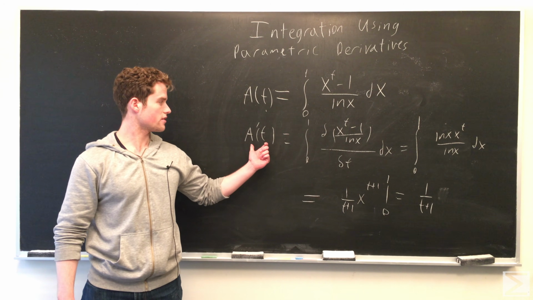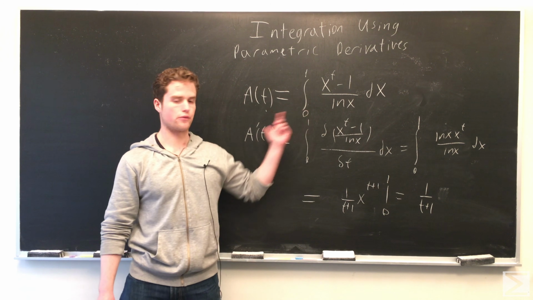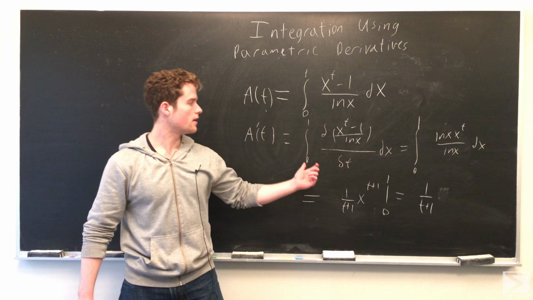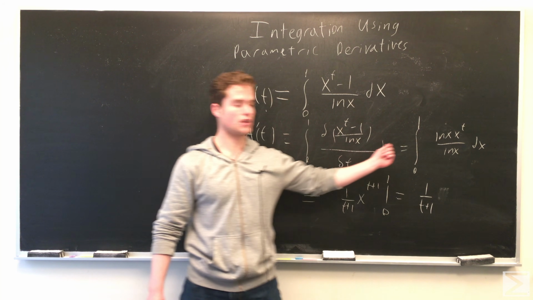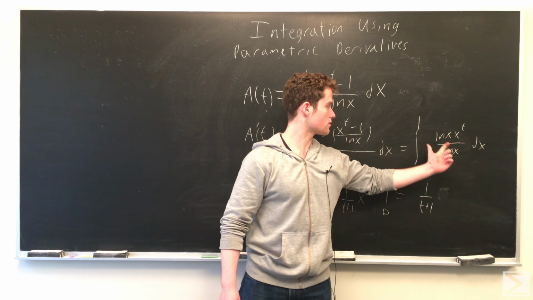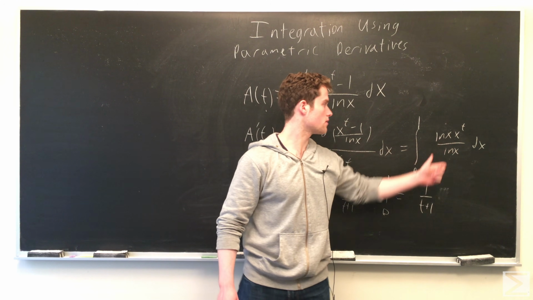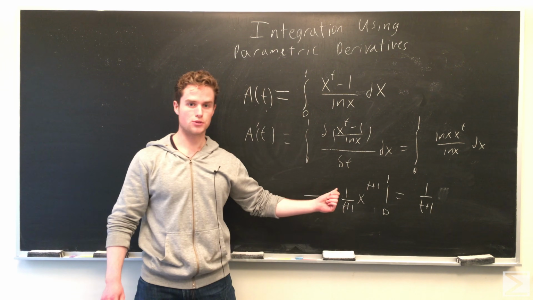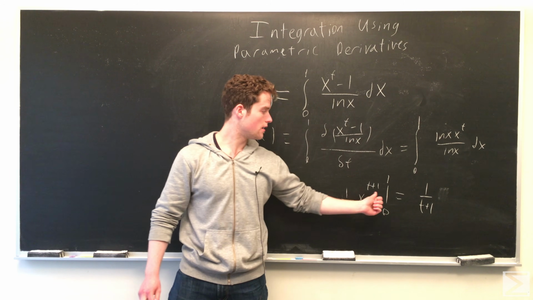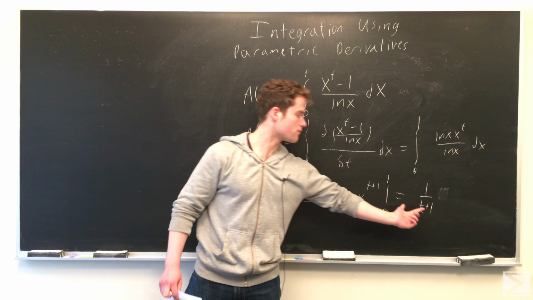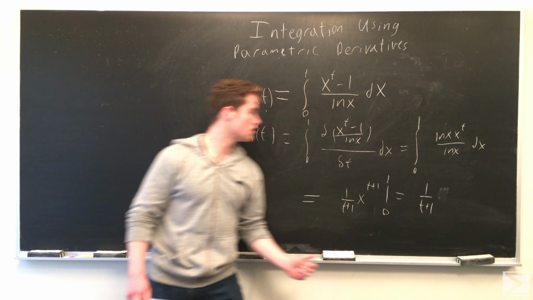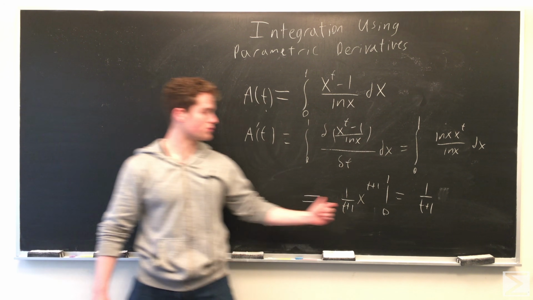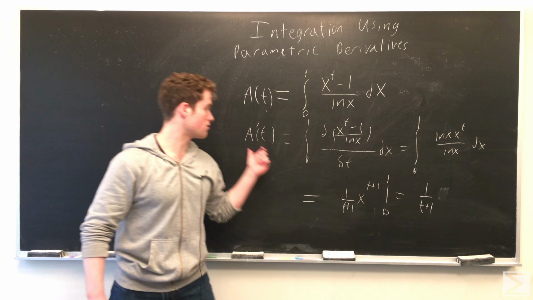So differentiating with respect to t, and knowing from our previous result, we can pull in the derivative and make it a partial derivative. Derivative of x to the t is just natural log of x times x to the t. So these two natural logs cancel out, and then it becomes a lot simpler. Integral of x to the t is just 1 over t plus 1 times x to the t plus 1. We're going from 0 to 1, so our final result is 1 over t plus 1. So we got the derivative of a as a function of t is 1 over t plus 1.